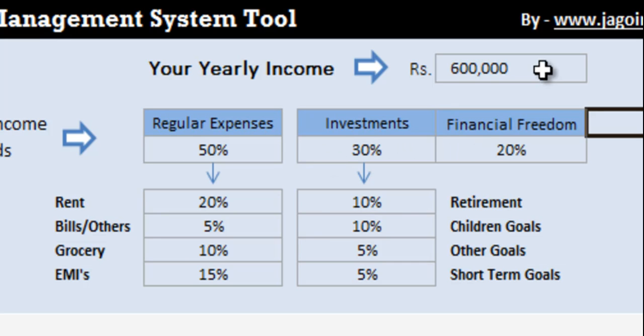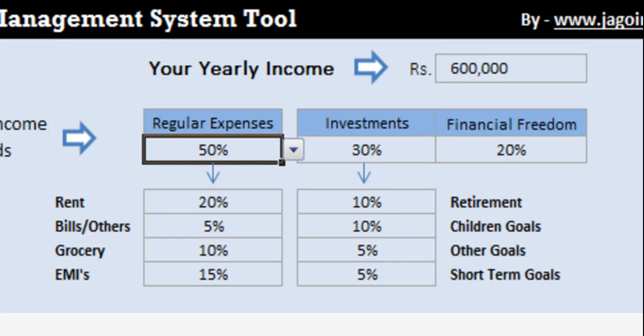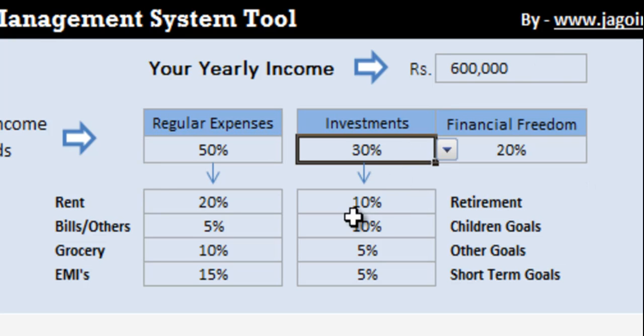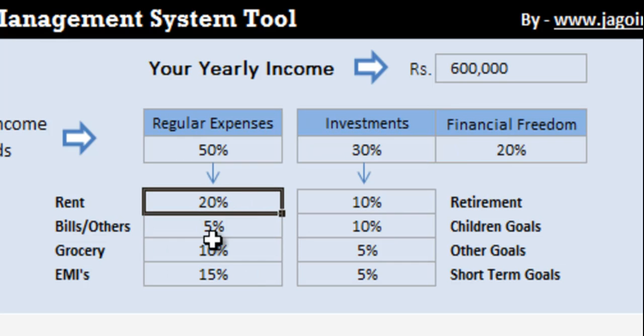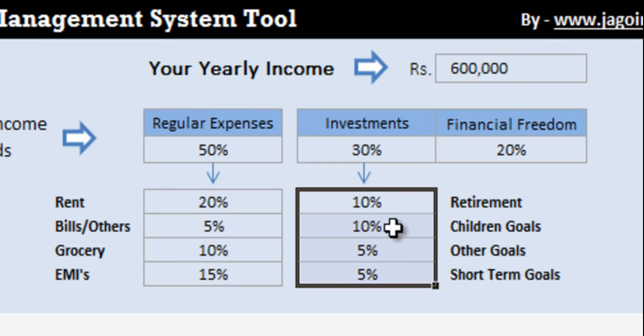So let me give you an example. Let's say your income is 6 lakh rupees on a yearly basis, and then you say that my regular expenses will be 50% of my income. So all the expenses, including your EMI, rent, bills, groceries, everything is 50% of your yearly income. And then you say that I will invest 30% of my income into investments, and the rest 20% I will invest for my financial freedom. Okay. And then you define how much should be your rent. Your rent is 20%, your bills are 5%, your groceries 10%, your EMI is 15%. And then in the same way you define your investments, how much you will invest for these goals.